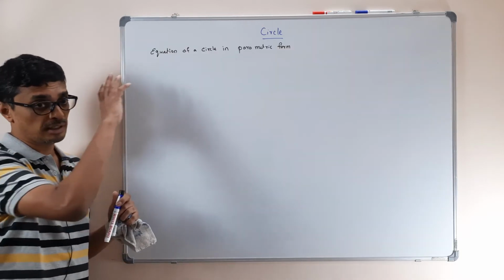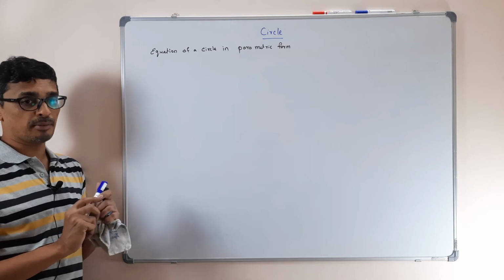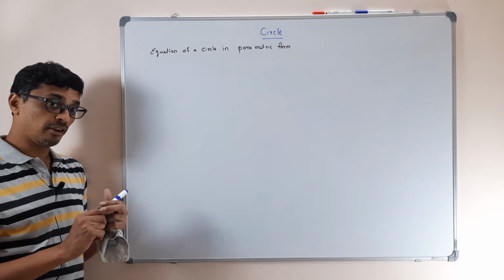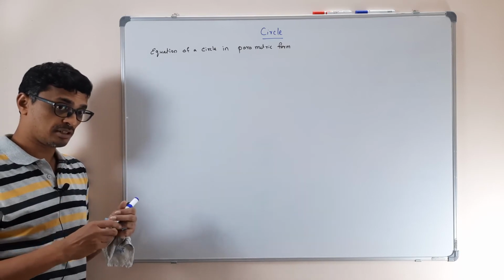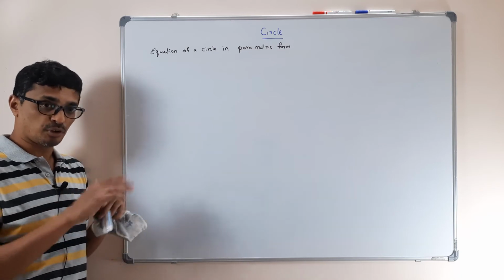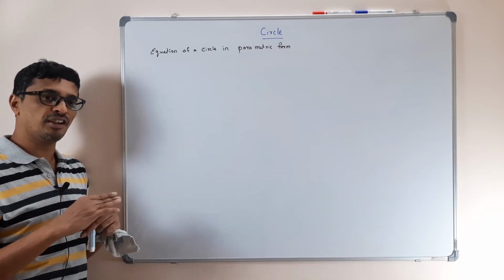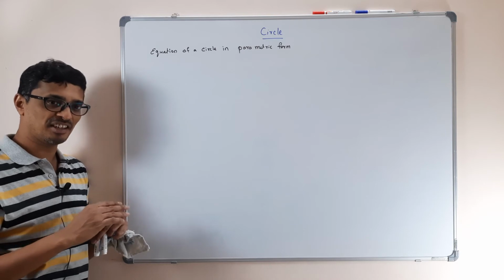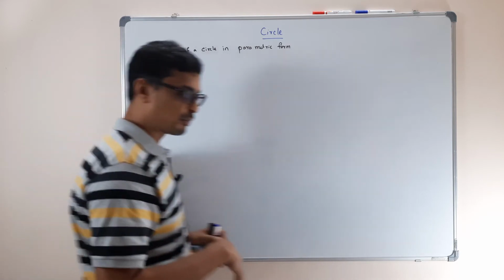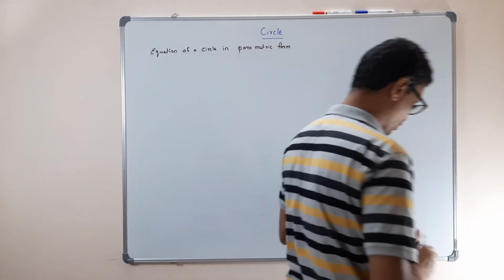Now we will try to write the equation of the circle in a parametric form. You remember parametric form? We studied it in the first chapter. We have x and y coordinates. Instead of x and y coordinates, we use r theta coordinates. You got it? Okay. Any point can be represented by r theta. That's the parametric form.